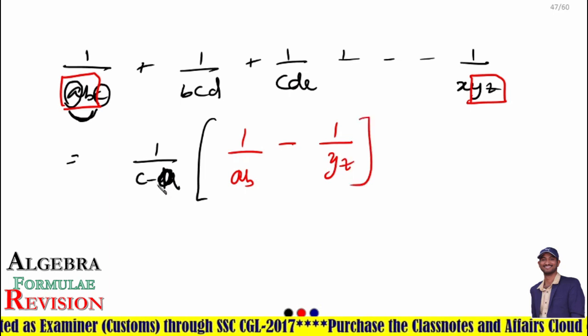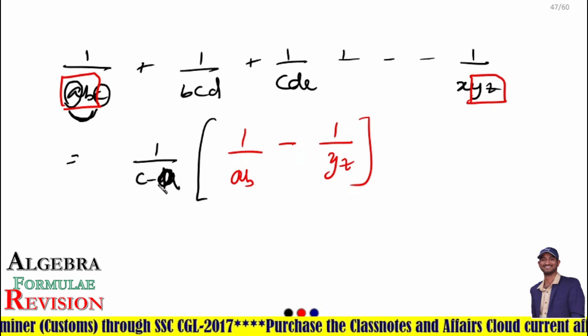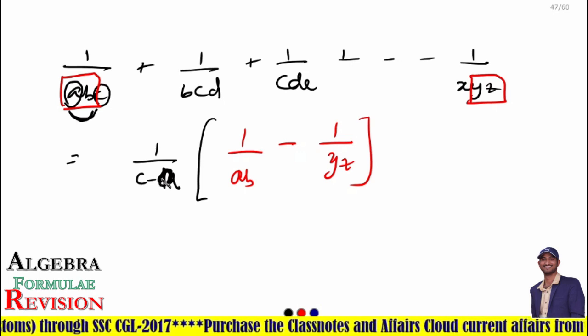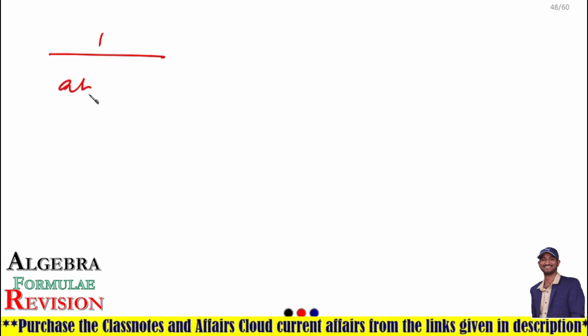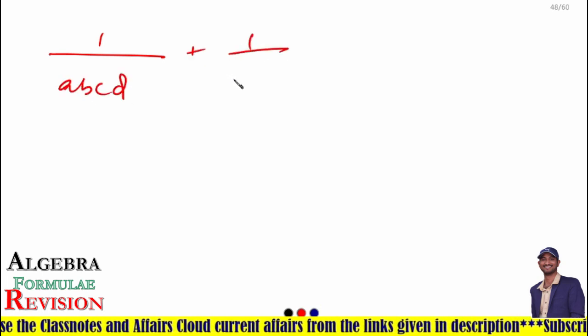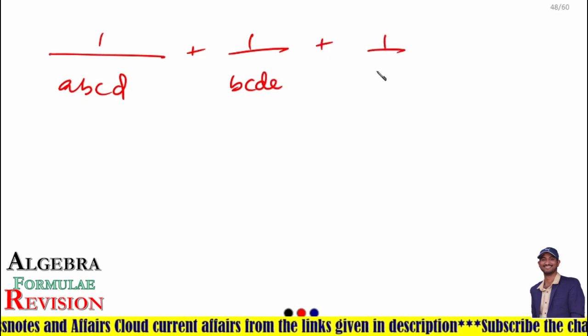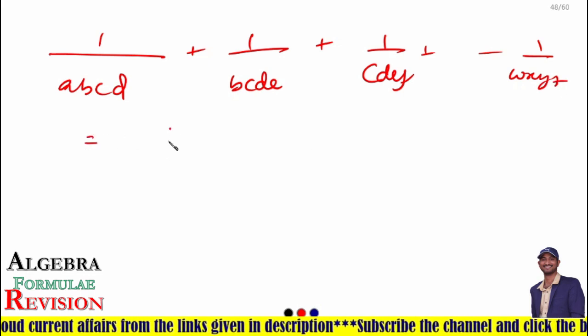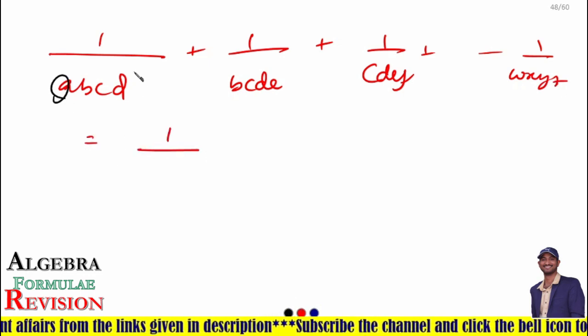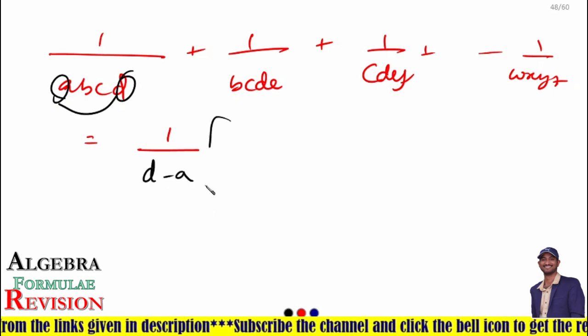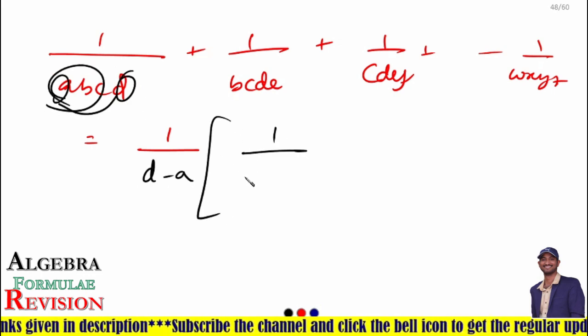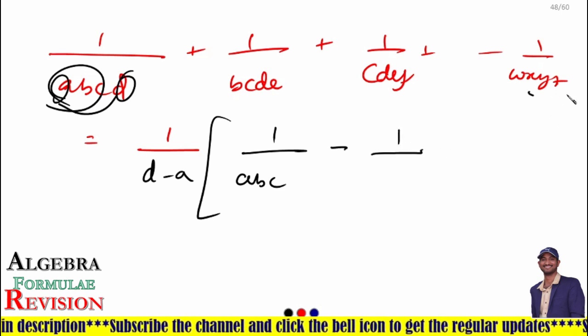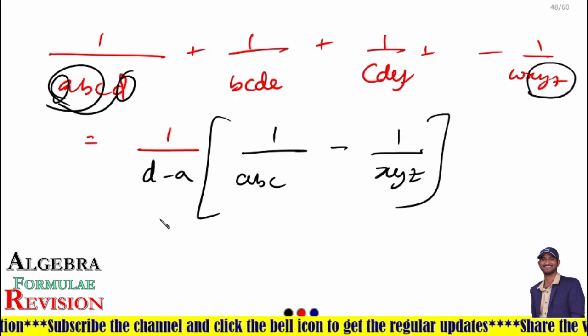Is it clear? I'll tell you with an example because it is very complex and also confusing. Don't worry. First, suppose you have four numbers, same A, B, C and so on up to Z in AP: 1 by ABCD plus 1 by BCDE plus 1 by CDEF and so on, plus 1 by WXYZ. What is this value? 1 by the difference of first and last, D minus A, into 1 by the first three terms minus 1 by the last three terms. This is the direct answer.